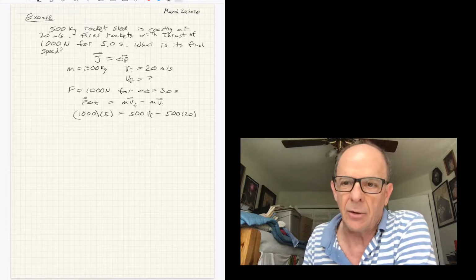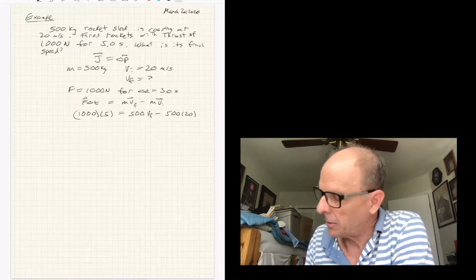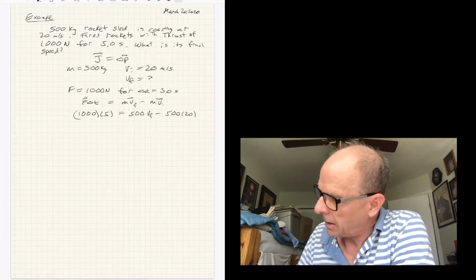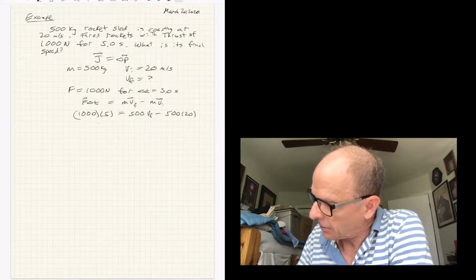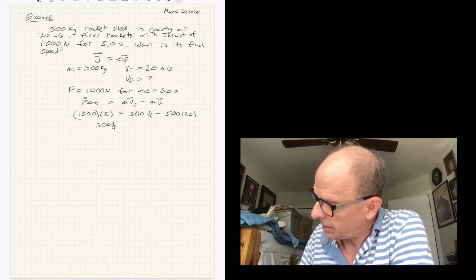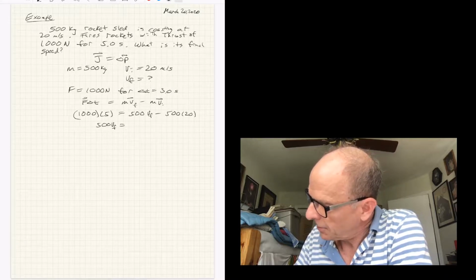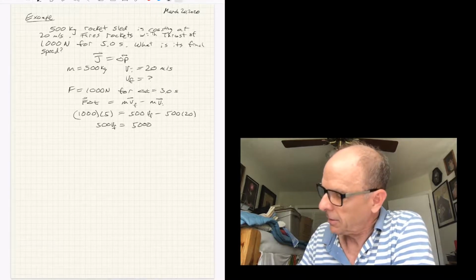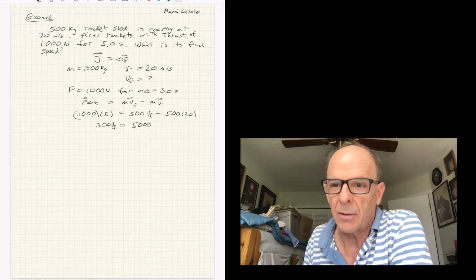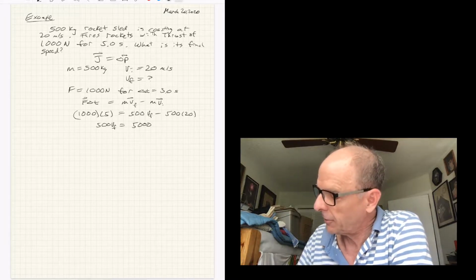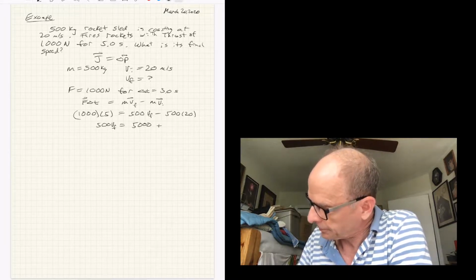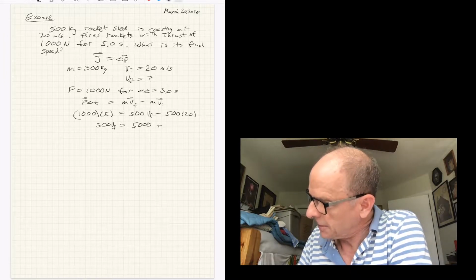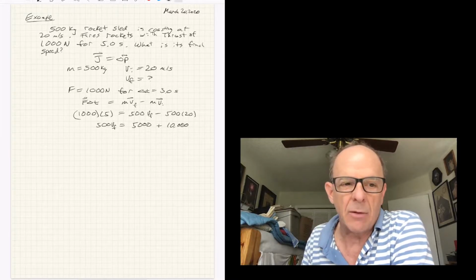And again, this is just like the problem with the hockey stick and the hockey puck. I now can rearrange this. I have 500 Vf equals 5,000. That's the impulse. That's the 1,000 newtons of thrust times 5 seconds, plus 10,000, which is the initial momentum of the rocket sled.